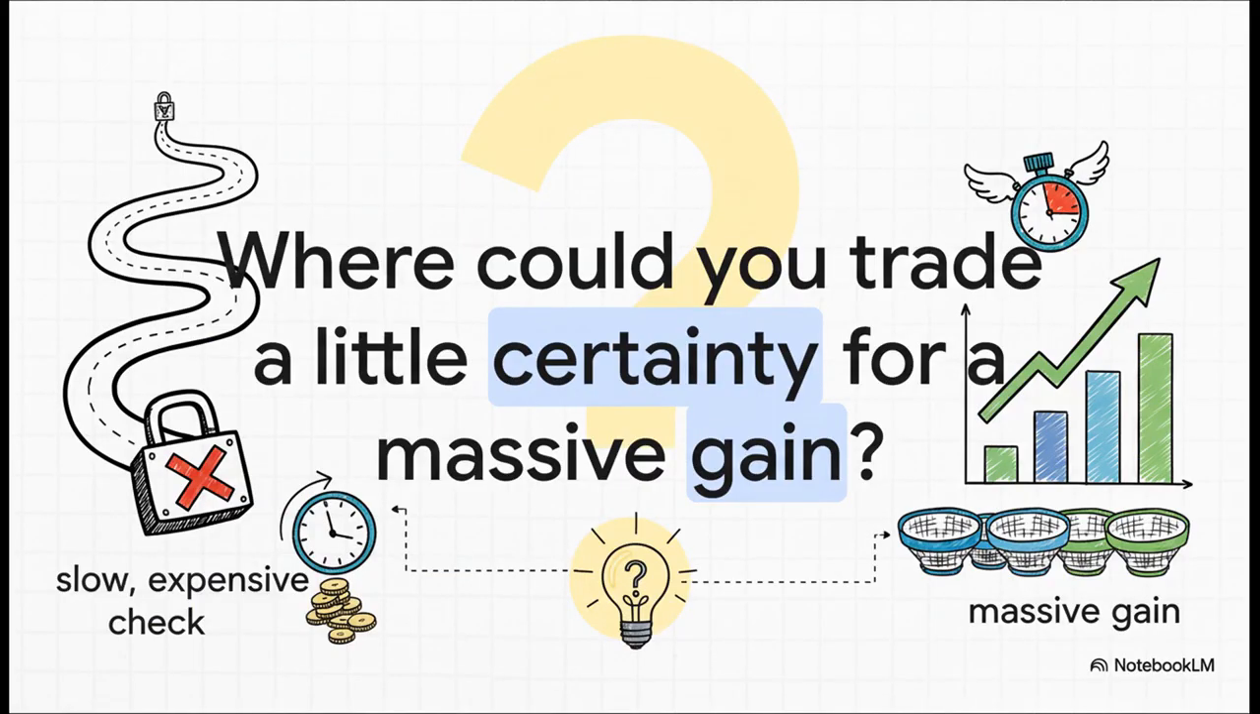So as you think about the systems you work on, I'll just leave you with this question. Where is there a slow, expensive check that happens over and over again? And could a small probabilistic filter sitting in front of it save you a massive amount of time and resources? The answer just might surprise you.